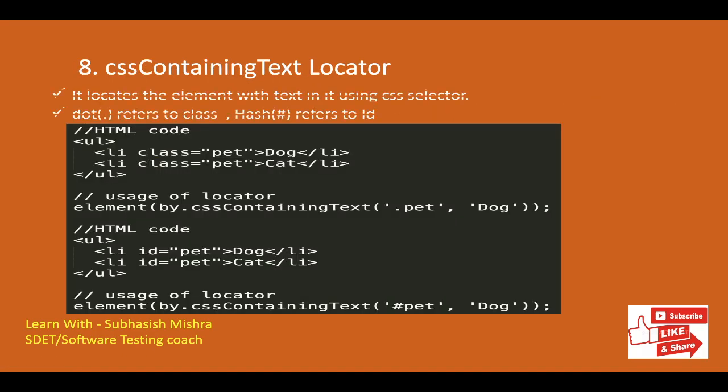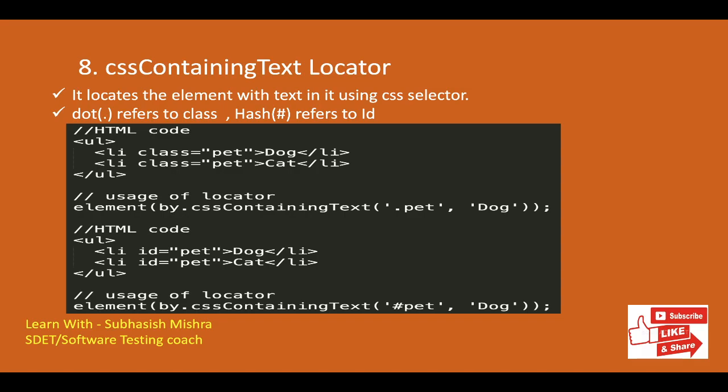Then we will move to our next locator, which is CSS containing text. The CSS containing text locator finds the element by CSS having the specific text string, that is, it combines the function of the CSS locator and the text element locator to identify the element.